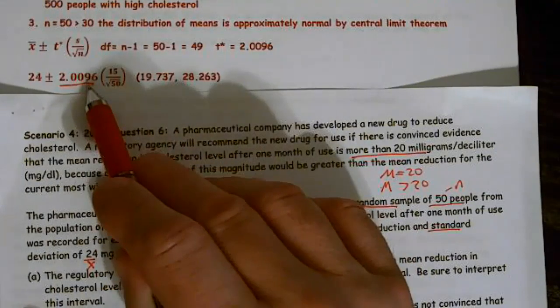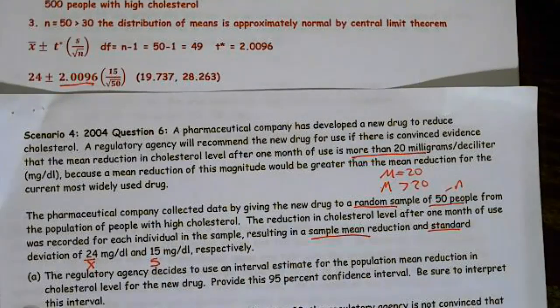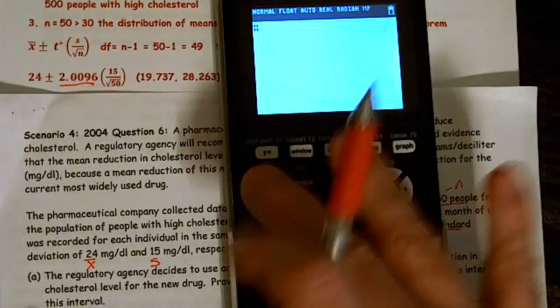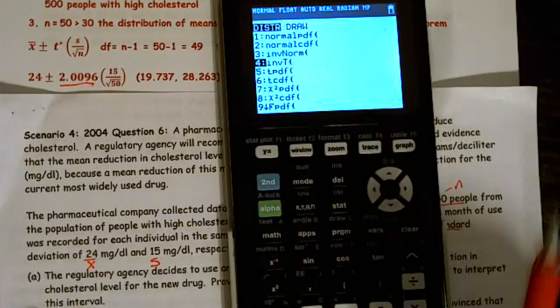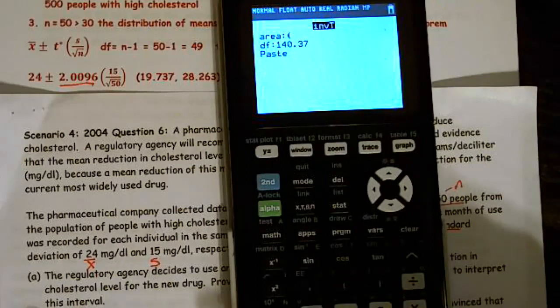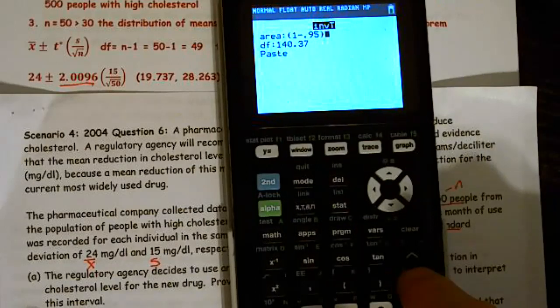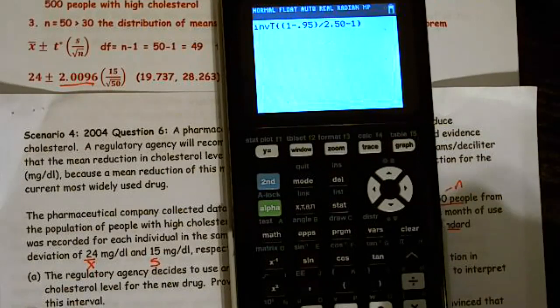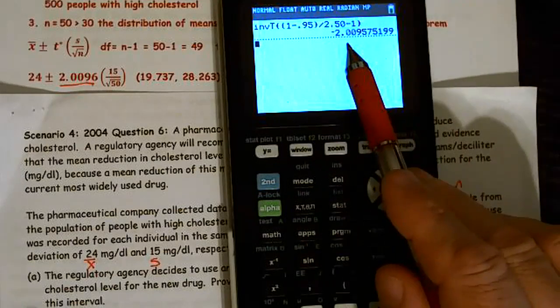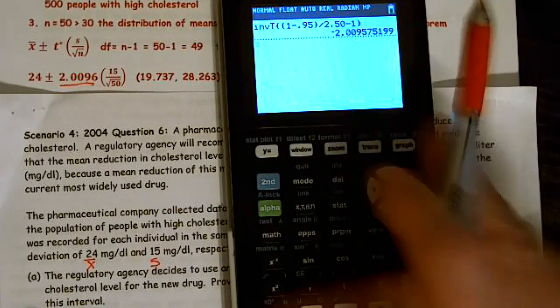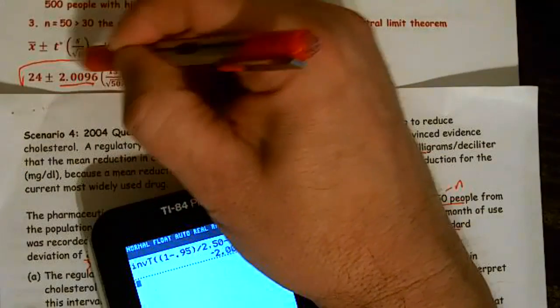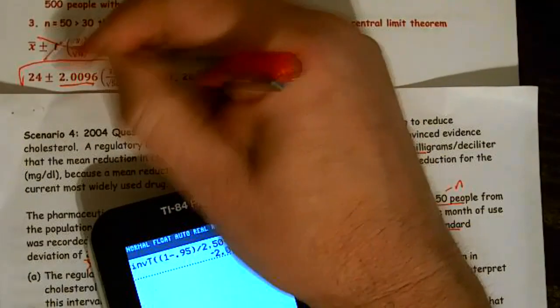So the question is, how do I get the 2.0096? Well, we're doing a 95% confidence interval. So second vars, inverse t, open parenthesis 1 minus 0.95, close parenthesis, divided by 2, degrees of freedom. Because this is a one sample t, 50 minus 1, and we end up getting 2.0096. All right. So there that is. That's my work shown.